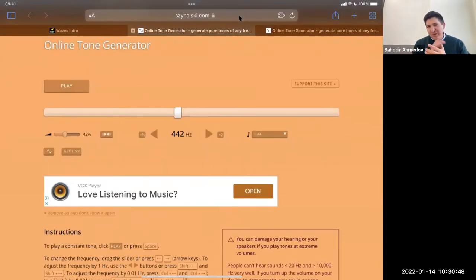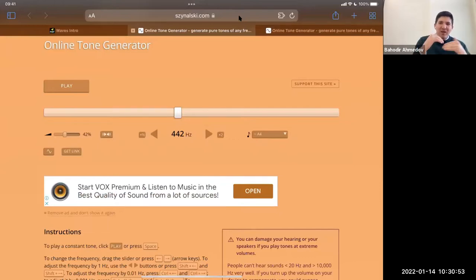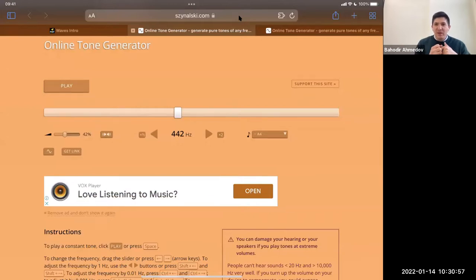Yeah, so we can create the tones or the beats like this by just playing with the phases of the sounds or the frequencies of the sounds. We can create the beats.